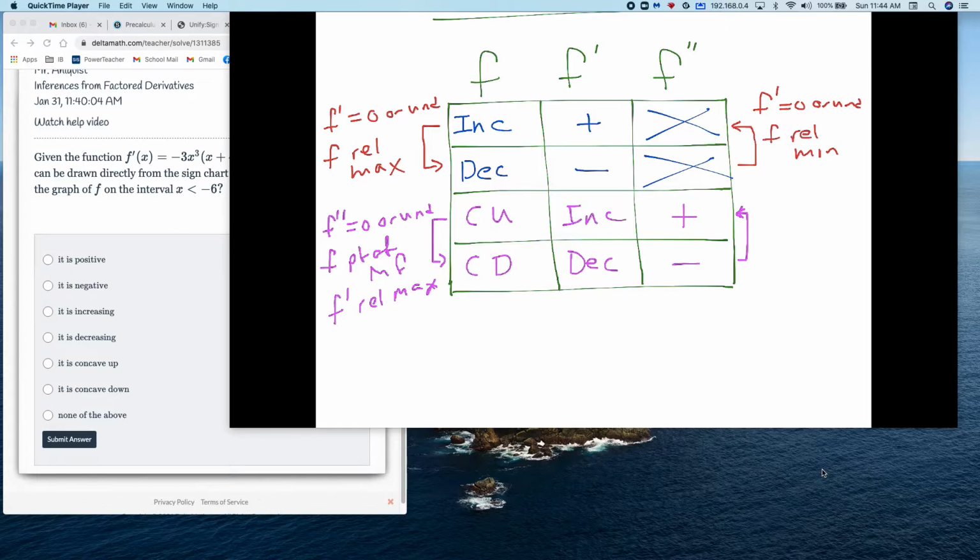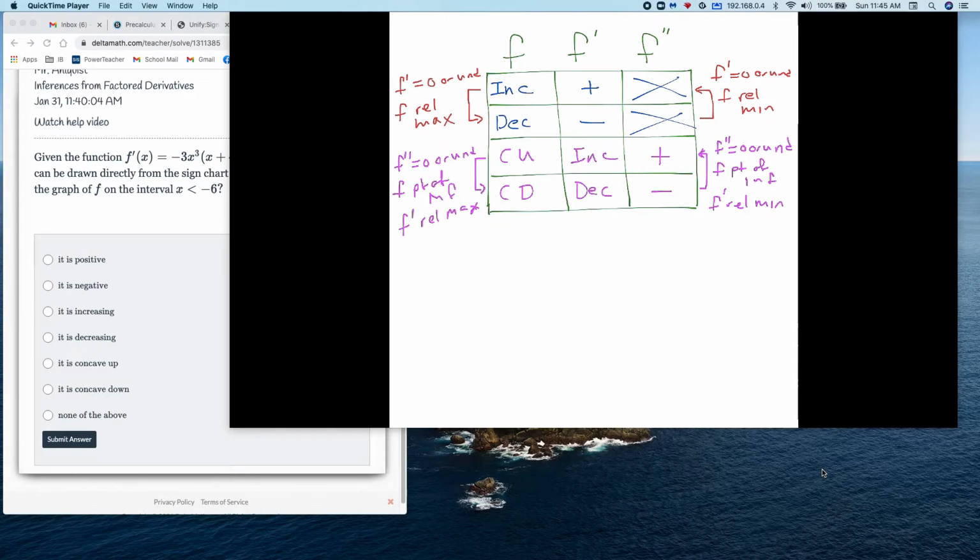On the other side, f double prime equals 0 or is undefined. f has a point of inflection, and f prime has a relative minimum. Now, when you think about what a relative minimum and a relative maximum look like, remember, a relative minimum looks like that. That's what a relative minimum looks like. A relative maximum looks like that.